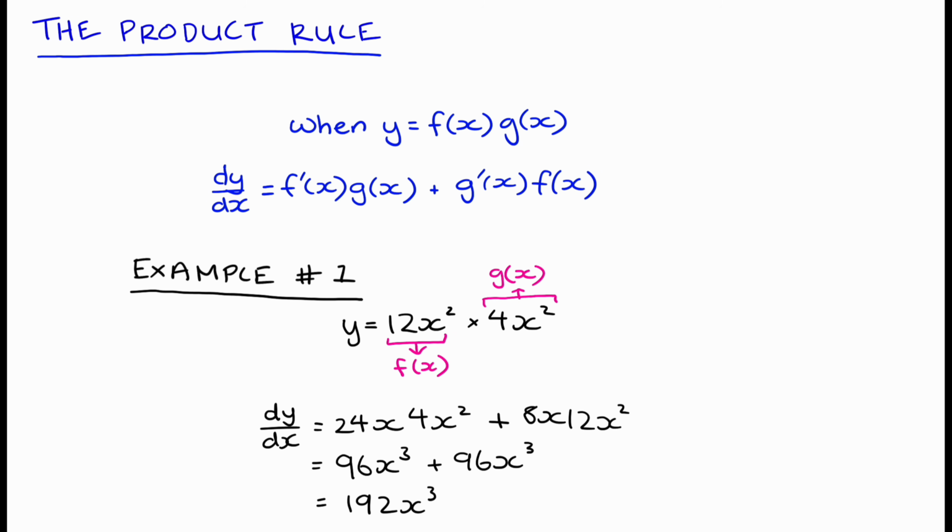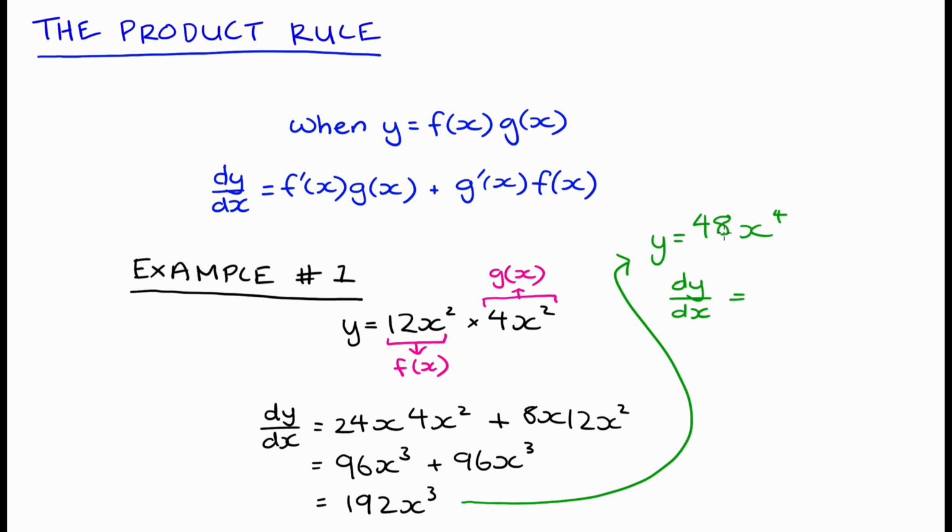Now we can actually very easily confirm that this is the right answer here by approaching our problem a different way. So we've started with y is equal to 12x squared times 4x squared. Let's just do that multiplication. So 12 times 4 is 48, and x squared times x squared is x to the power of 4. And here, if we just apply the power rule to this function, y is equal to 48 times x to the power of 4, well then we get 4 times 48 times x to the power of 4 minus 3, which is 192 times x to the power of 3. So here we've confirmed our results by approaching the problem in two different ways.